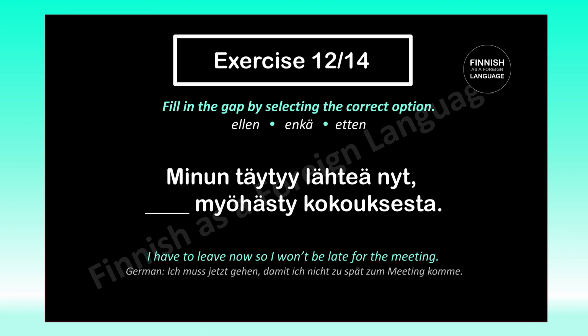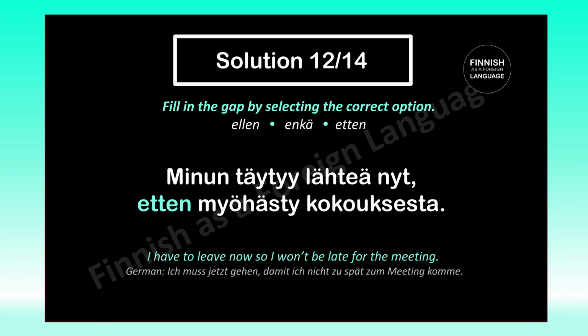Next one, contractions. We wanna say, I have to leave now, so I won't be late for the meeting. Minun täytyy lähteä nyt. Myöhästy kokouksesta. What do we need here? Is it ellen, enkä, or etten? Excellent, the answer is etten, because ette plus en. Minun täytyy lähteä nyt, etten myöhästy kokouksesta. I have to leave now, so I won't be late for the meeting.